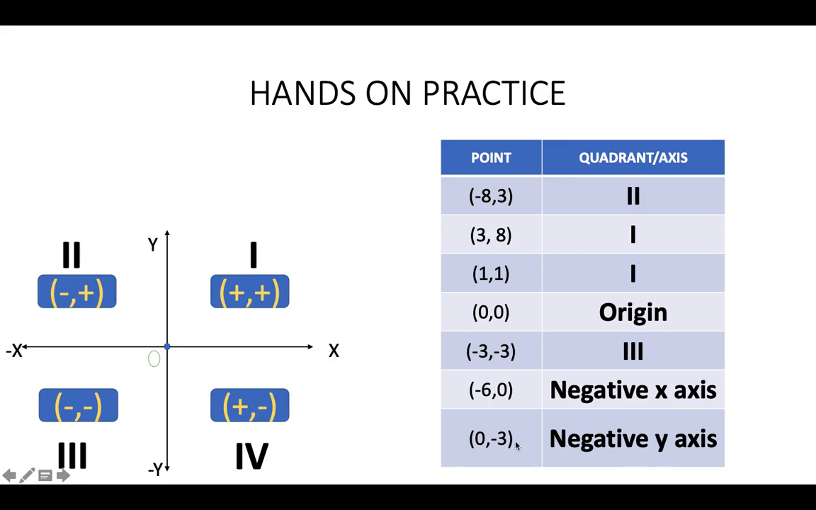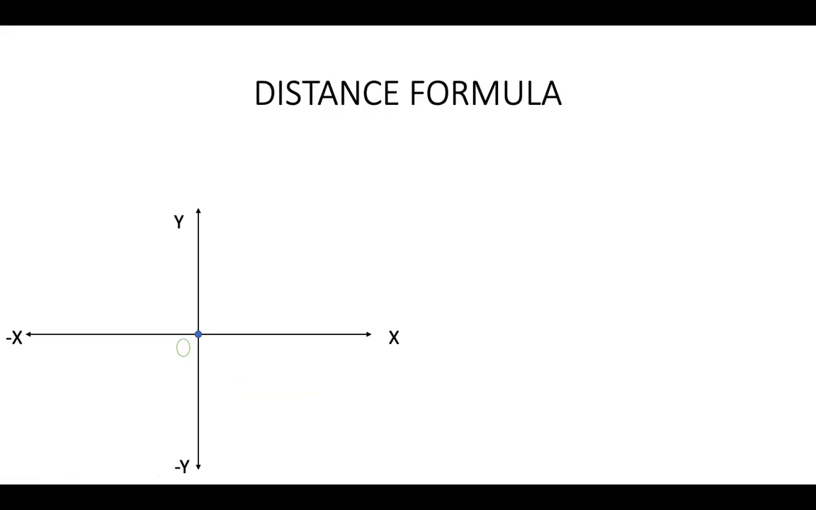Similarly, 0, minus 3 will be lying somewhere on this axis, because this part is negative. X will remain 0. On this line, anywhere, the value of x is 0. Similarly, on this axis, anywhere the value of y is 0. Because this is minus 3, we can say that it is lying on the negative y-axis.